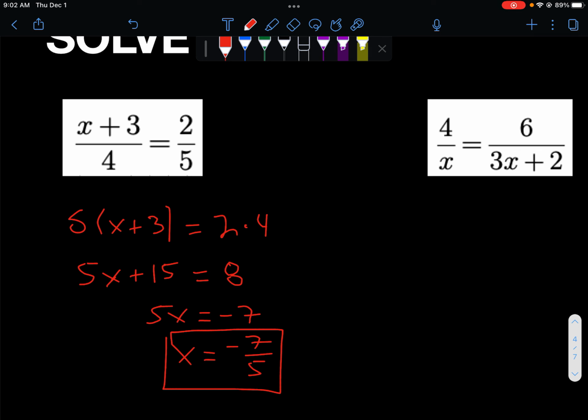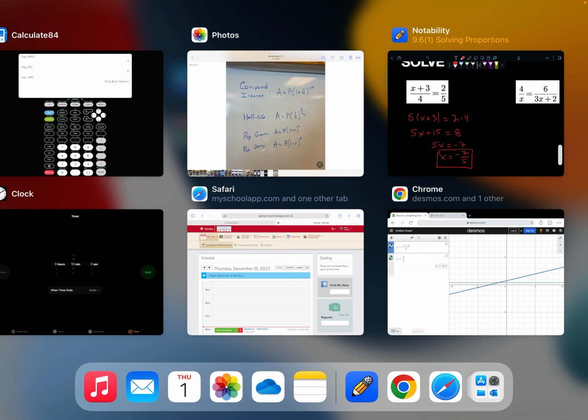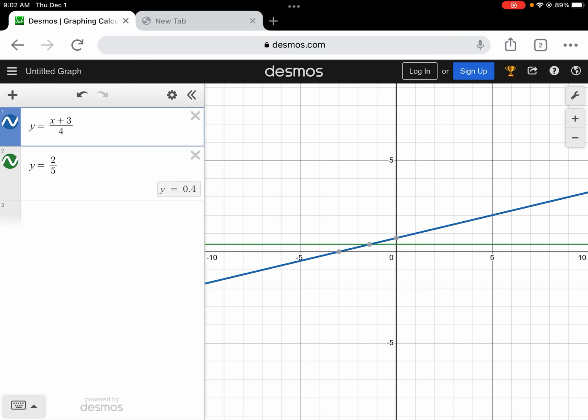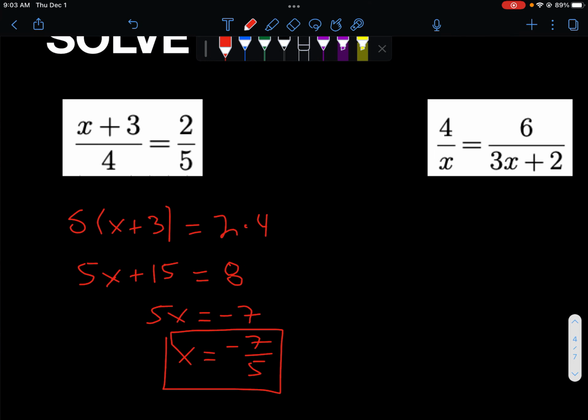I could still check it by plugging it back in and seeing if it satisfies the proportion, or I could check graphically, which I'm going to do right now. Okay, graph both sides of that proportion. I have (x+3)/4 graphed, that's that blue line. I've got 2/5 graphed, that's the green line. Where those lines intersect will be our solution, and notice the x-coordinate is negative 1.4, or negative 7/5. So we can check our answer graphically by graphing both sides and finding the intersection point.